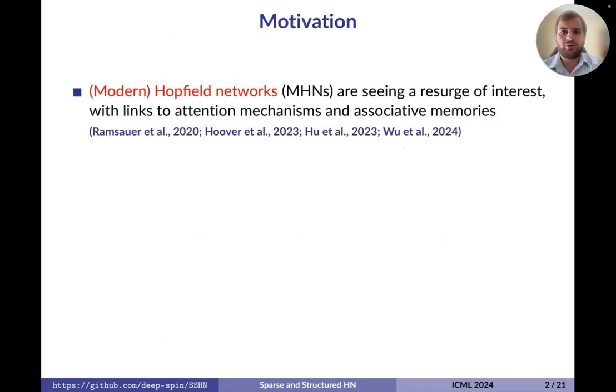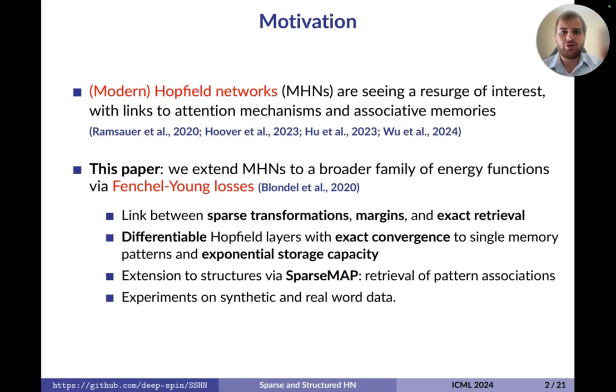Recently, modern Hopfield networks got famous due to their links to attention mechanism and associative memories, and motivated by this, in this work we extend this to a broader family of energy functions via Fenchel-Young losses. These losses have as a particular case sparse transformations, which do have margins, and due to their sparse nature, exact retrieval can be deduced, which leads to Hopfield networks with exact convergence to single memory patterns and exponential storage capacity.